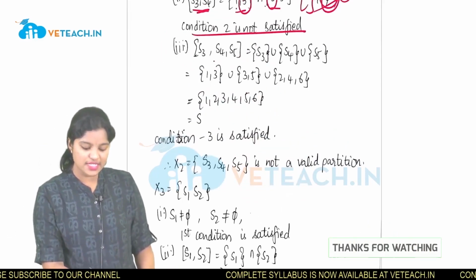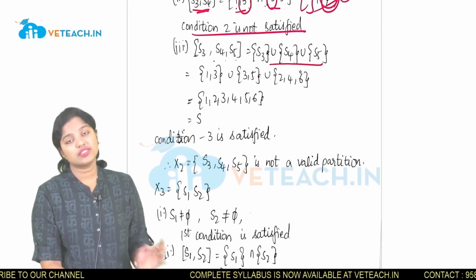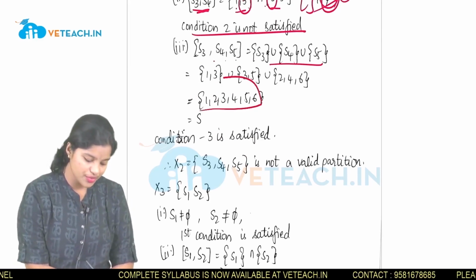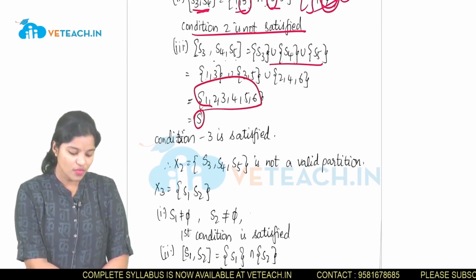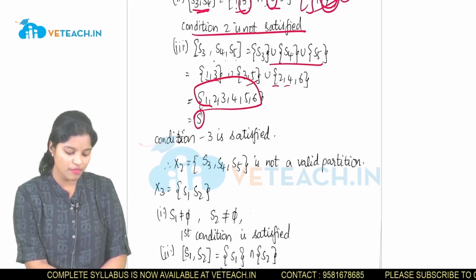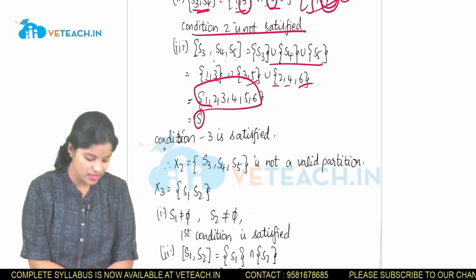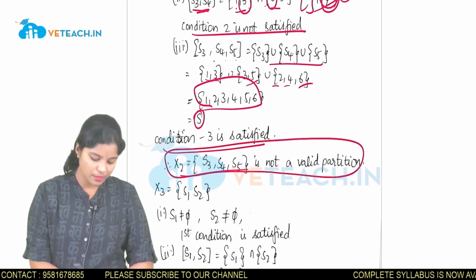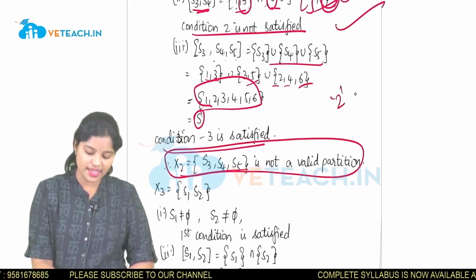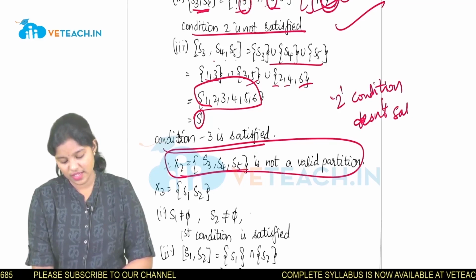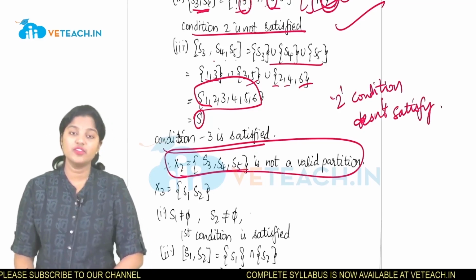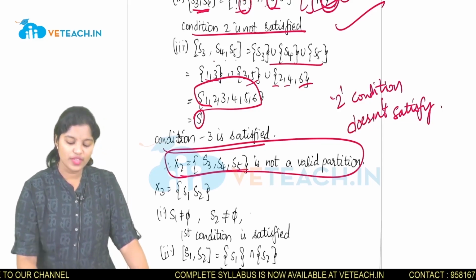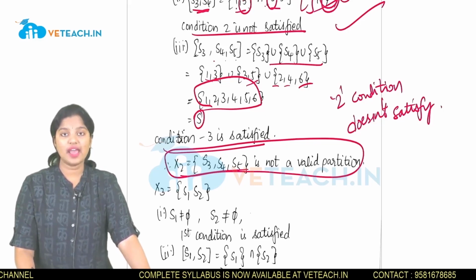What is condition 3? S3, S4, S5: the union of all three sets should be equal to the given set S. The union is 1, 2, 3, 4, 5, 6, which is equal to S. So condition 3 is also satisfied. Therefore X2 is not a valid partition, because the second condition does not hold. Even though conditions 1 and 3 are satisfied, the second condition is not, so the given set is not a valid partition.